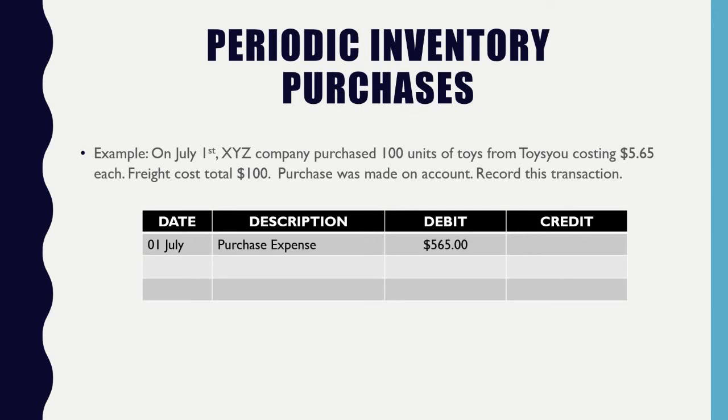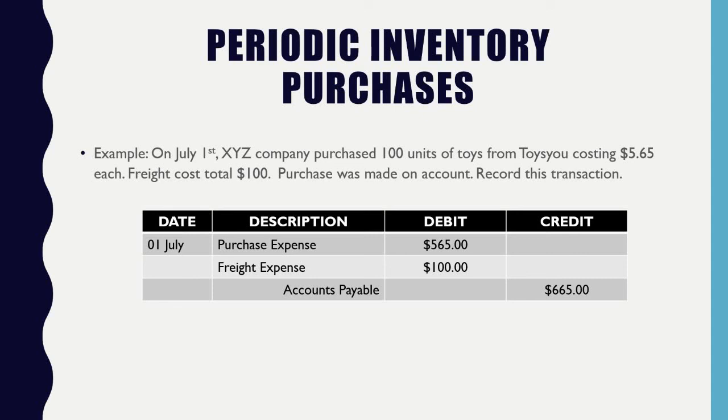So when we journalize this, we're going to journalize our purchase expense for $565, because we just multiplied the number of units that we purchased by the per unit rate, which gave us a total of $565. The next thing we're going to do is record freight as a separate account. We need to separate freight. And then lastly, because we put it on account, we're going to add those two numbers together and say that we placed this on account.